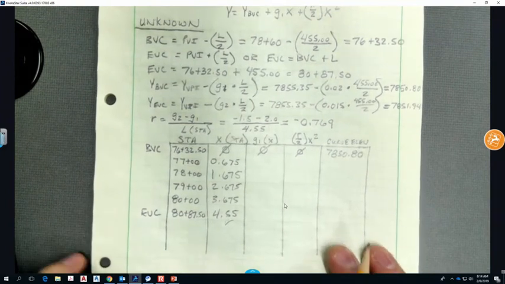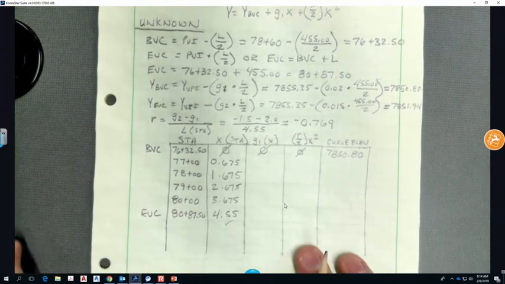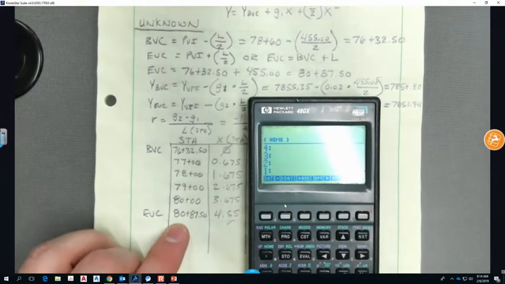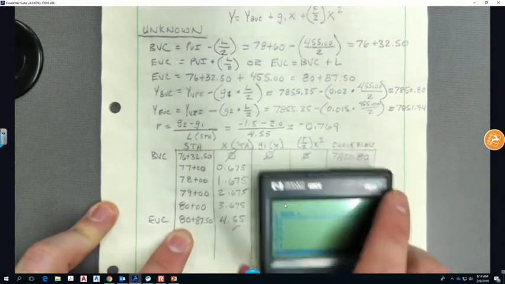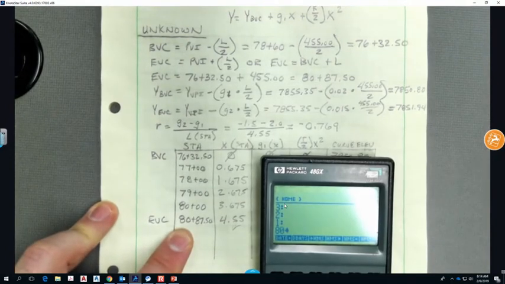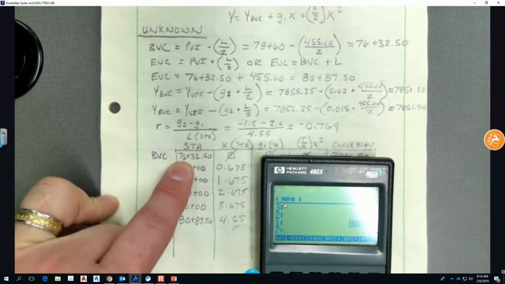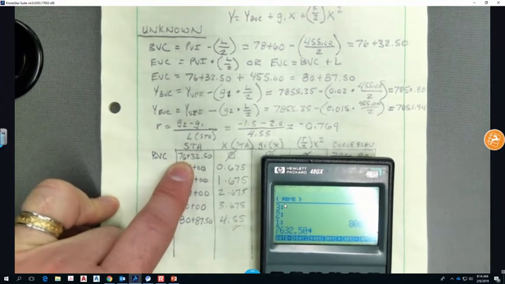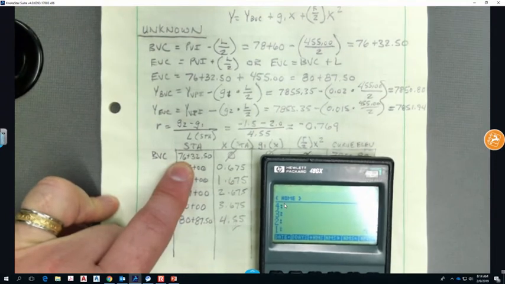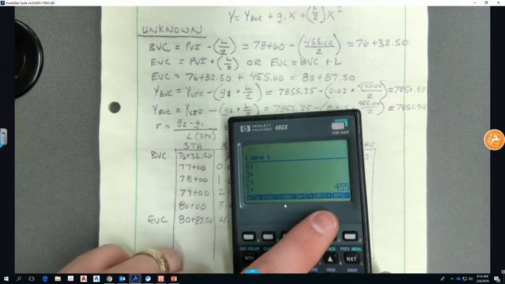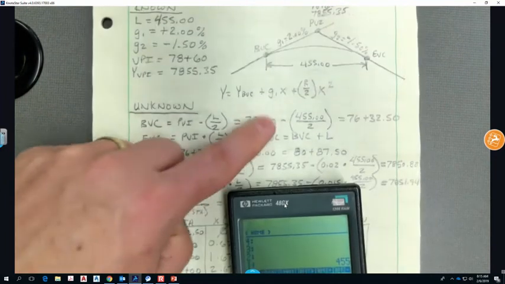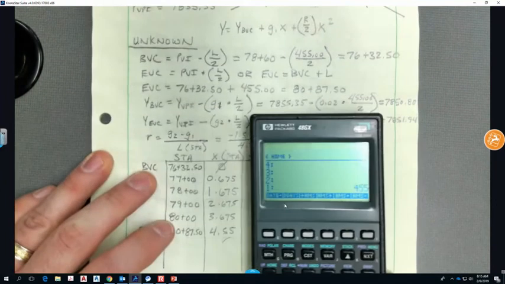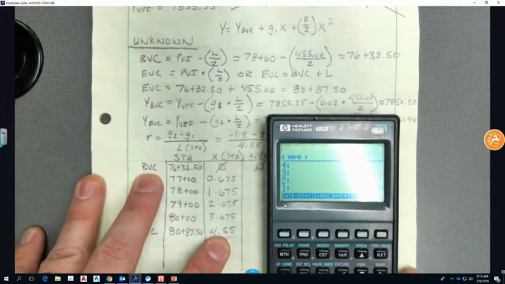Howard, can you redo that? This? Okay, so I just took the stations. So I took this EVC station that we calculated above here, 8087.5, and then minus the BVC, 7632.50. And that gives me the 455, as you can see on the calculator. That is actually what L is, so that's a check. But now we want to turn that into stations, and that's why I wrote 4.55.